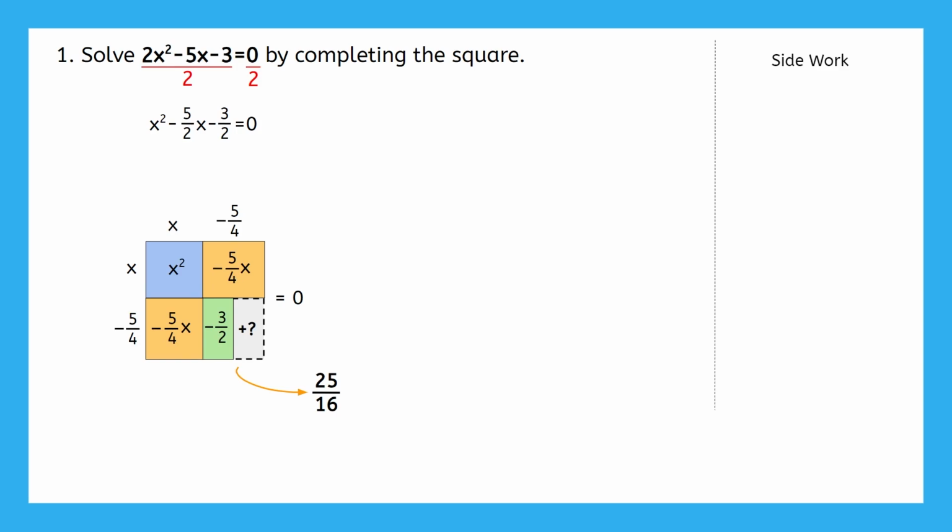I'm blanking out here. If we're having trouble figuring out what number to add here, we could make it easier on ourselves by getting that negative 3 over 2 out of the way. If we had nothing in our right bottom box, then we could just add the entire 25 over 16. So how do we get the negative 3 over 2 out of the way?